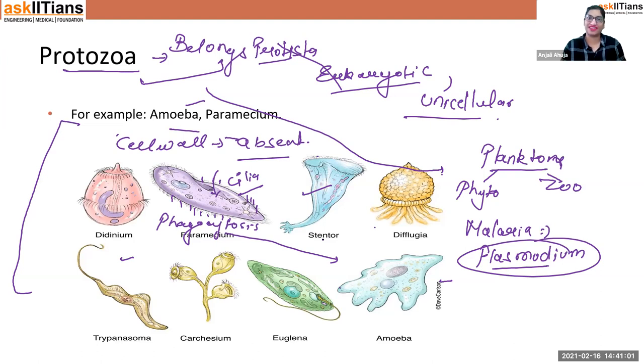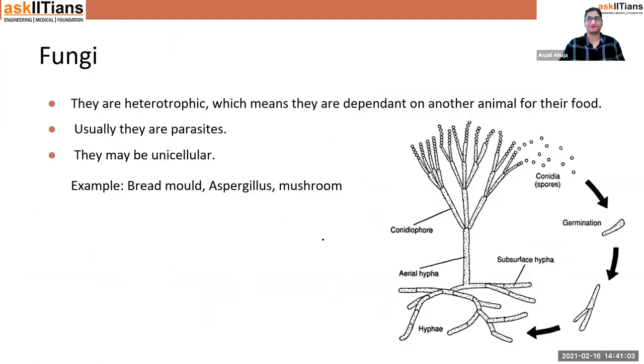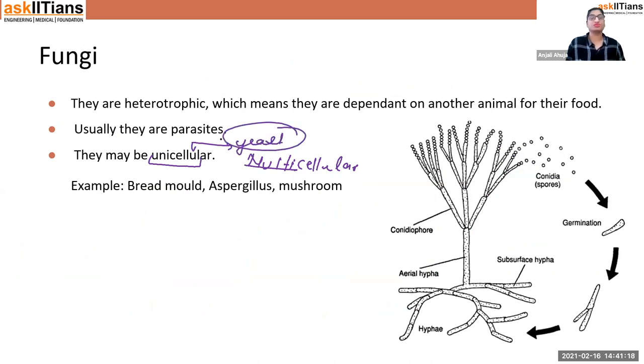Now let's talk about the next category, which is fungi. All fungi are multicellular, except yeast. Yeast is the only fungus which is unicellular; all others are multicellular. Fungi is a different kingdom, which is eukaryotic.